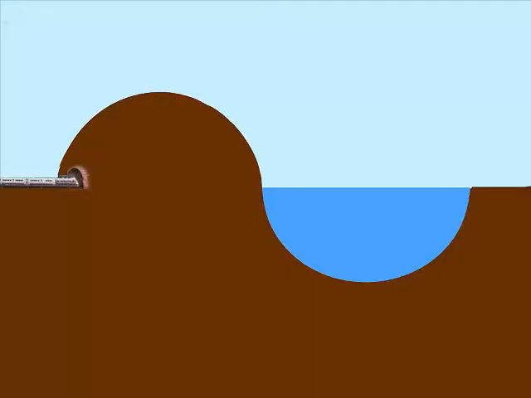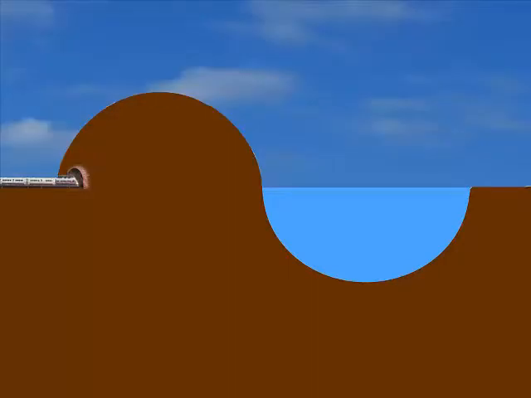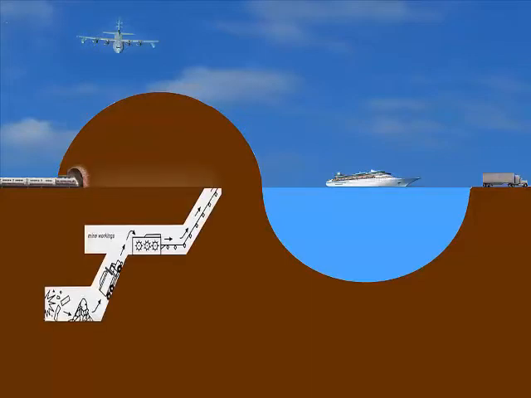Let's make the sky more realistic. Here is a cruise ship floating in the ocean. And here's a truck on the road. Next, we'll put an airplane into the sky and a mine shaft into the ground.